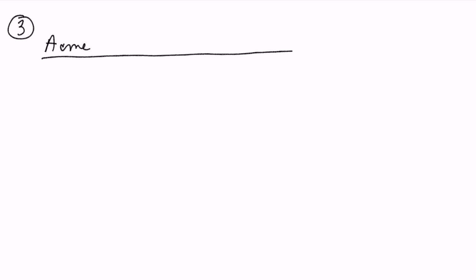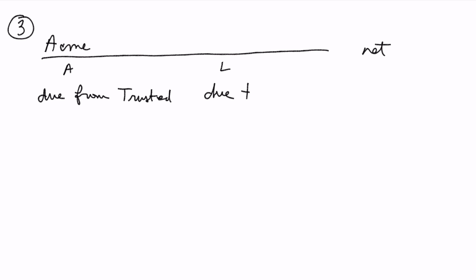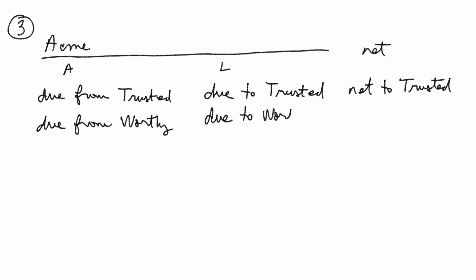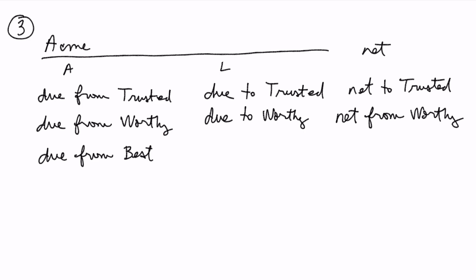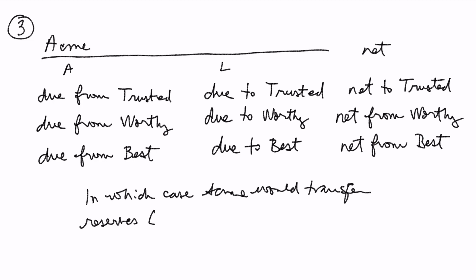So in the case of 4 banks, let's say we have Acme, Trusted, Worthy, and Best. This multilateral intraday trading tally for Acme could look something like this. So asset is going to be due from Trusted, liability is due to Trusted, and let's say the net is that there's a net due to Trusted at the end of the day. Again, assets due from Worthy, liabilities are due to Worthy, and suppose that we have a net from Worthy. Same for Best. So assets are due from Best, liabilities due to Best, and the net, let's say we have a net from Best. In each case, Acme would transfer reserves, dishoarding, to Trusted, and receive reserves, hoarding, from Worthy and Best.